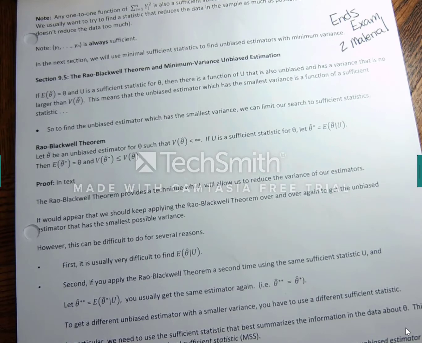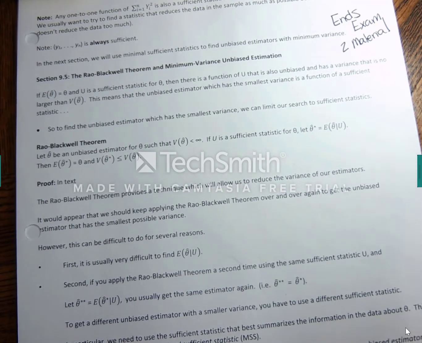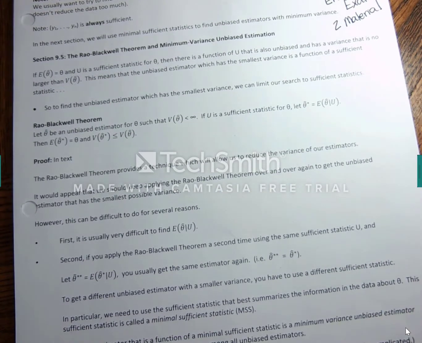Now remember, we could always try to find one that reaches the minimum. But this can be difficult for several reasons. First, it's usually very difficult to find this expected value of theta hat given u. And second, if you apply this theorem a second time using the same sufficient statistic, so think, we keep on applying this iteratively, so let's say we had a theta hat double star, then you're usually going to end up getting the same estimator back. So to get a different unbiased estimator with a smaller variance, you have to use a different sufficient statistic. Because again, remember the sufficient statistic, you can think of it as getting rid of some of that extra information we don't need about the parameter.